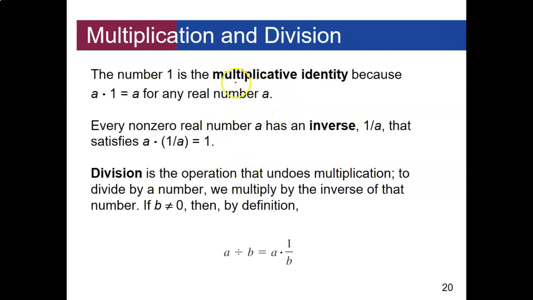Okay, a couple other properties. The multiplicative identity means if I multiply this by 1, I'm not going to change the value of what I started with. And the multiplicative inverse says if I multiply it by 1 over a, then I'm going to end up with just 1. And we know division undoes multiplication.